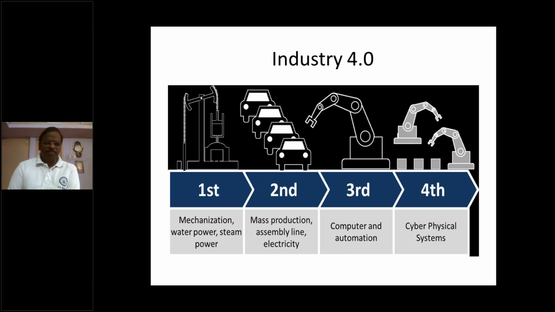Now the industry 4.0. In industry 1.0, mechanization, water power and steam power are utilized. But in industry 2.0, mass production, assembly lines and electricity are mostly utilized. In industry 3.0, computers and automation are carried out. But in industry 4.0, physical systems are activated by means of some remote sensing concepts. So this is the industry 4.0 scenario. This industry 4.0 scenario is totally structured by using this new technology, pervasive computing technology.